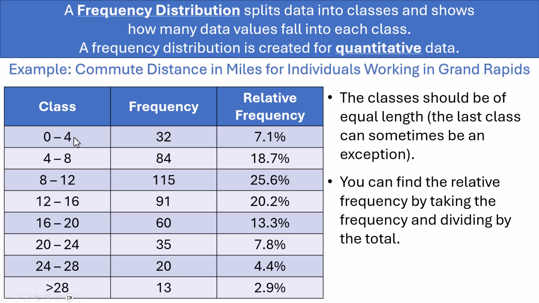Now, one more thing to mention is it appears like we might be double counting some of the values, as we see 4 twice, 8 twice, 12 twice, etc. But usually the convention is you will only include the value the first time it appears. So if someone had to commute 4 miles to get to their job in Grand Rapids, the first time the 4 appears is in the very first class, so we would count that in the first class. Or if someone was commuting 16 miles, well, the first time 16 appears is in this class from 12 to 16, so we would include the individual there.